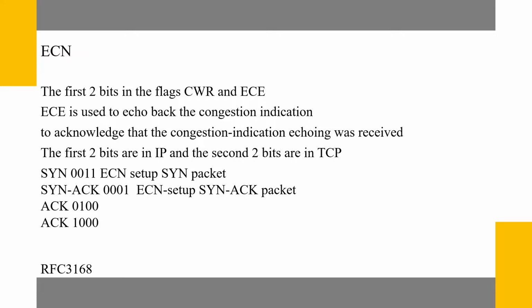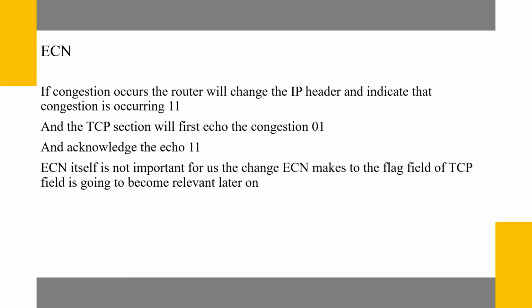Then the SYN-ACK will come from the server having three zeros and one at the very right side in the TCP section, which is an ECN setup SYN-ACK packet. Then the client and the server will send 0 1s or 1 0s, as you can see, which indicates that no congestion is happening and everything is fine. Now, if congestion occurs, the IP part will be 1 1 and the TCP part will first be 0 1, which means that we are echoing the congestion, and as the acknowledgement part, we will get 1 1 1 1.